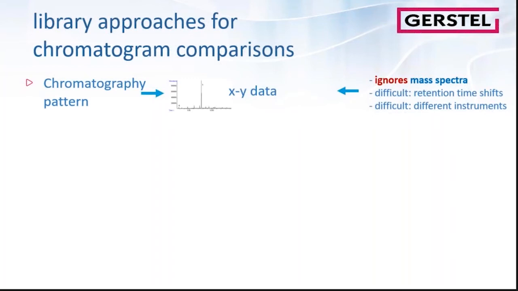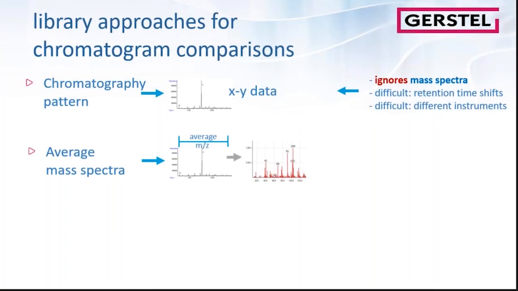And it's difficult because when you go from instrument to instrument, retention time shifts or different column chemistry is difficult to handle with this approach. A second approach, of course, is to use average mass spectra. What we do here is we take the chromatogram, the pyrogram, but then transfer this into one mass spectrum. So we do an average over the whole chromatogram, an average mass spectrum over the full chromatogram, and have one plot of the mass-to-charge values.